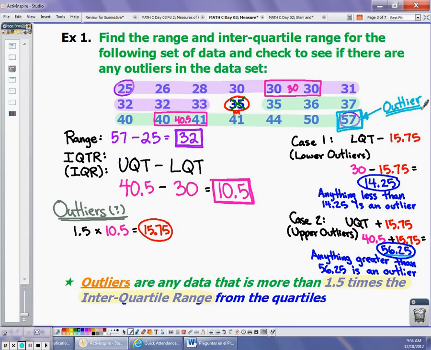So what we did here is we checked to see if there was an outlier, and we did in fact find one. Sometimes it's really hard to tell because that 57 does look kind of close to that 50, but we had to make sure. So in order to do that, we did 1.5 times our interquartile range. We figured out that was 15.75. And we had two cases, the lower quartile minus that 15.75 and our upper quartile plus our 15.75, and that'll help us find our outliers.